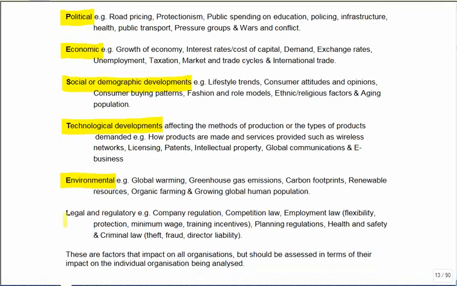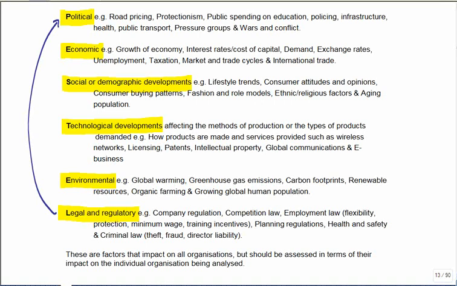And then the last one, the L, is for legal and regulatory. So are there laws, are there regulations that we have to follow? And of course the laws are set by politicians, so that rather nicely brings us back up to where we started, the political side. So this is, if you like, just a whole cycle of different factors that need to be considered when we're looking at what's going on in the outside world.